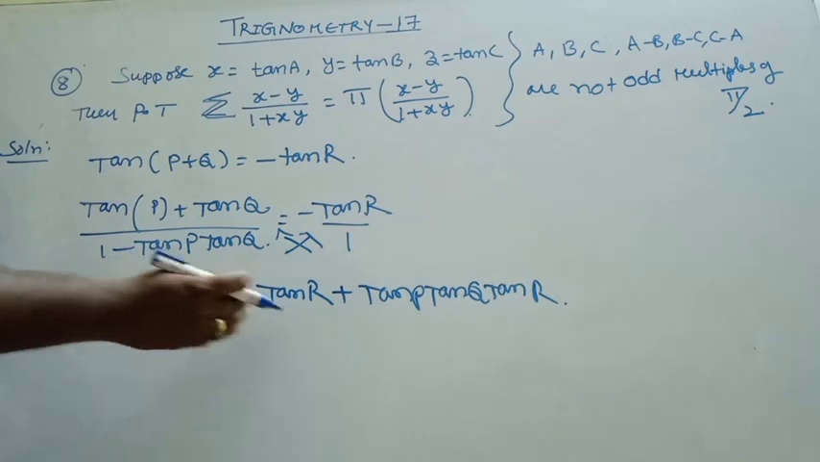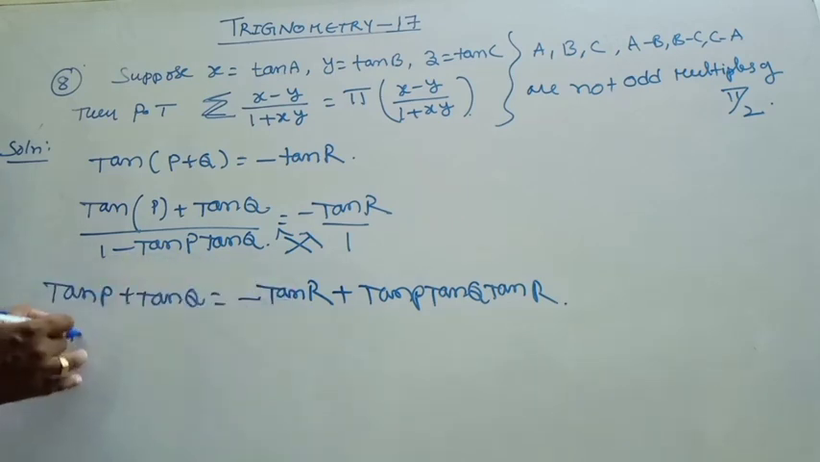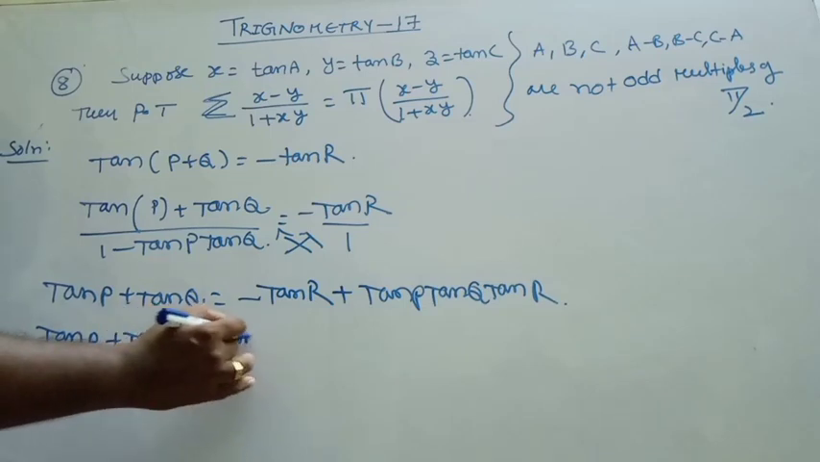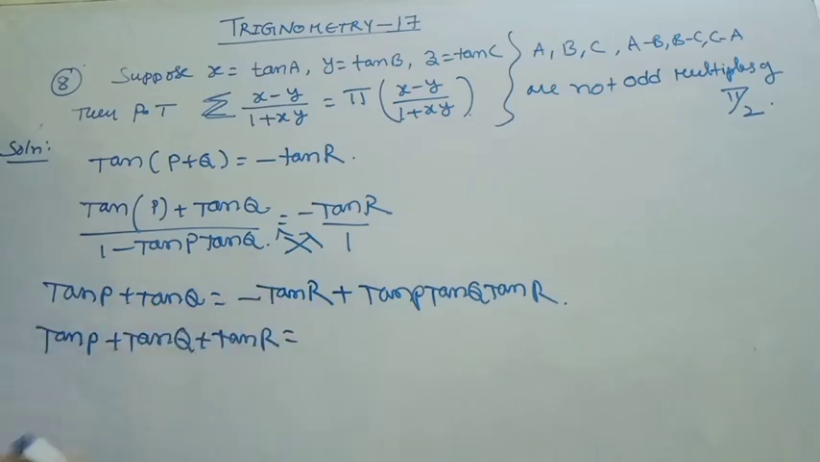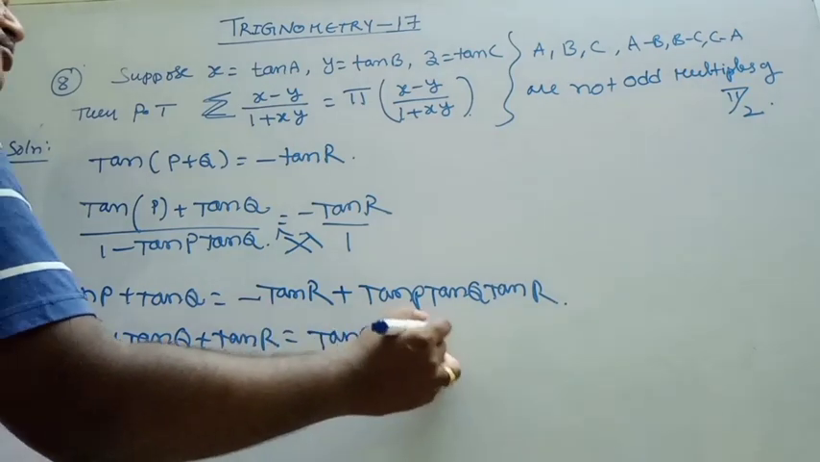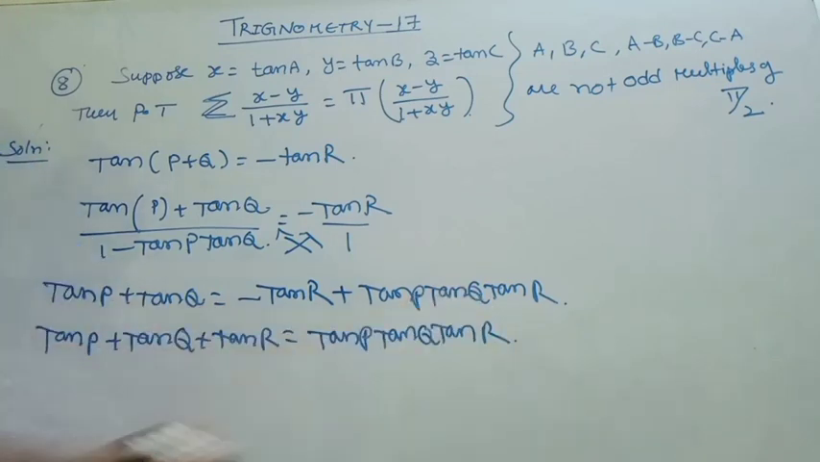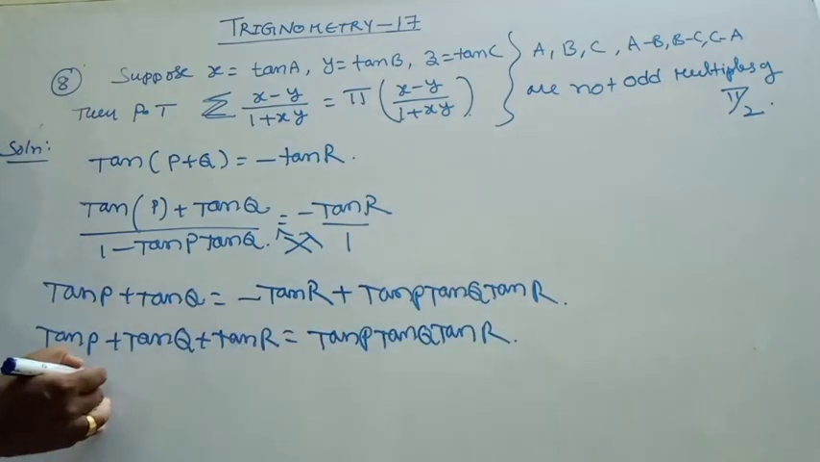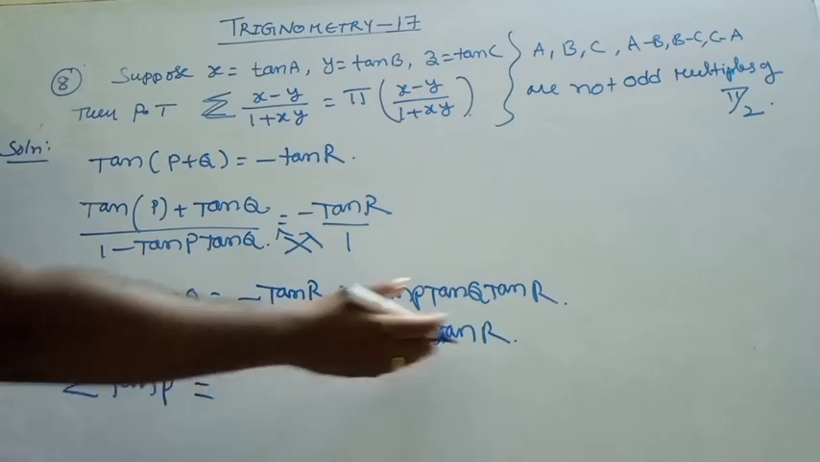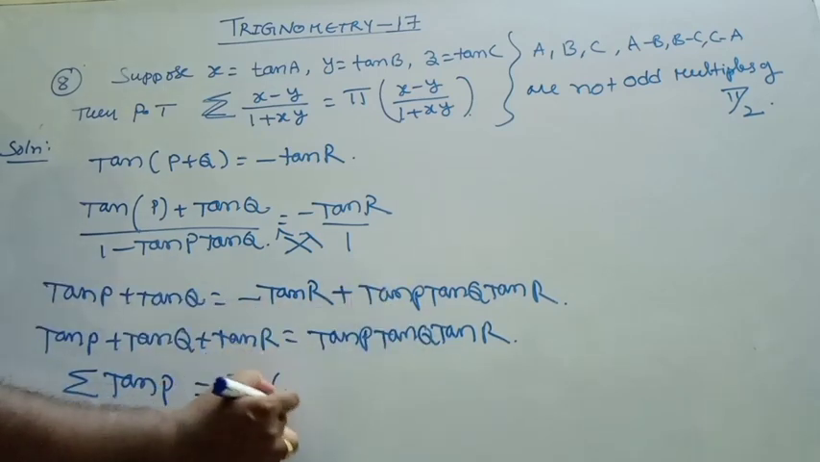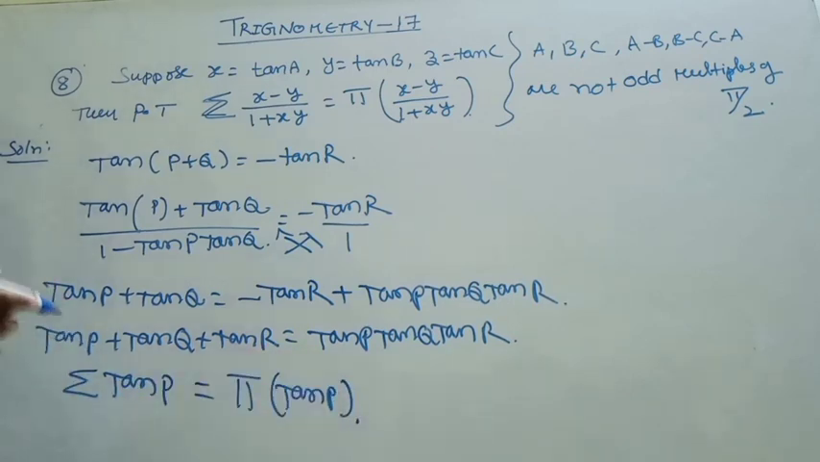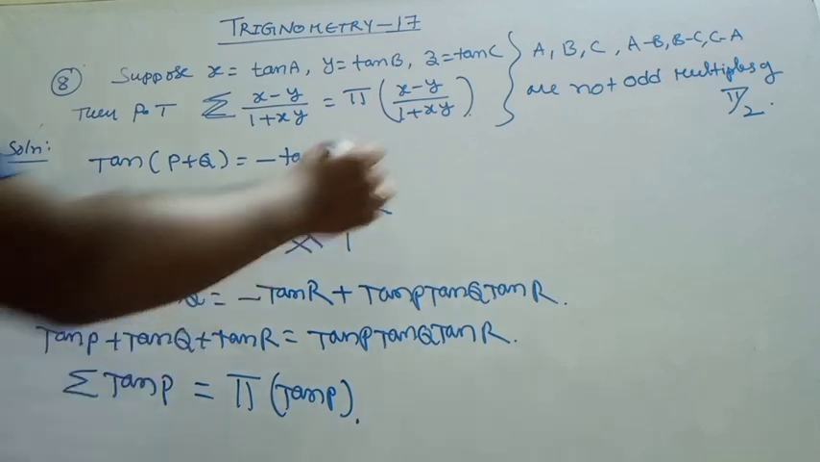And let us transfer minus tan R to the left side. This is now tan P plus tan Q plus tan R is equal to tan P into tan Q into tan R. That means, instead of writing it this way, sigma of tan P is equal to pi of tan P. We can write it very nicely like this.